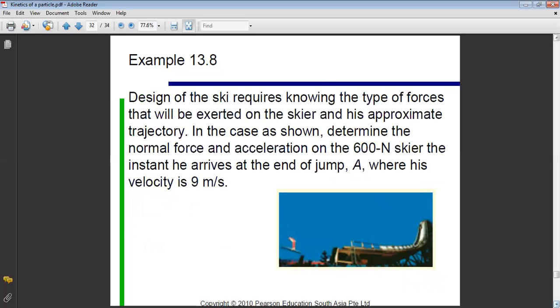Another problem. The design of the skier requires knowing the type of forces that will be exerted on the skier and his approximate trajectory. In the case shown, determine the normal force and acceleration on the 600 Newton skier the instant he arrives at the end of jump A, where his velocity is 9 meters per second. So let us look at the figure here.